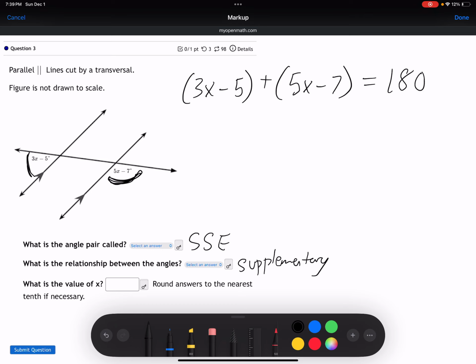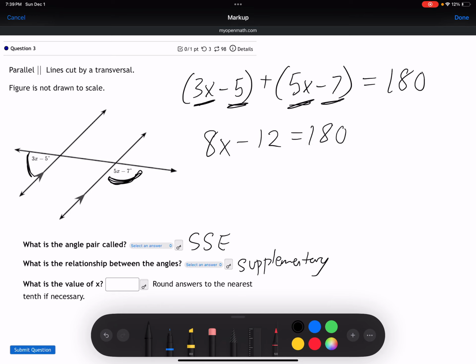180, because I know these are supplementary. Now I just have to solve this equation. Got to go back to our old algebra skills from last year. This is the point of practicing that. 3x and 5x, we're going to combine our like terms. 3x plus 5x equals 8x. Negative 5 and negative 7 add together to give negative 12 equals 180.